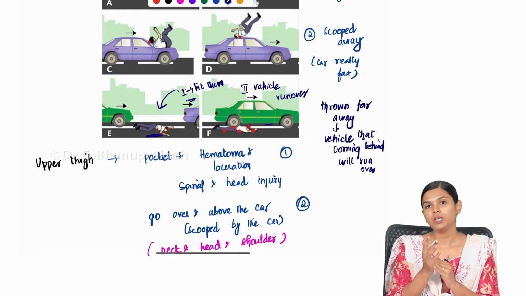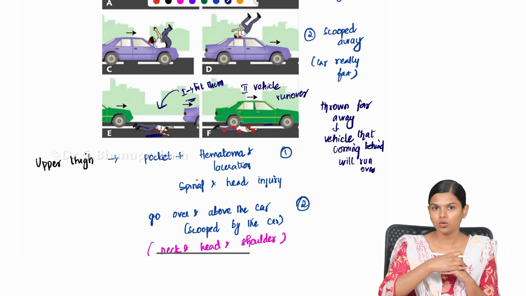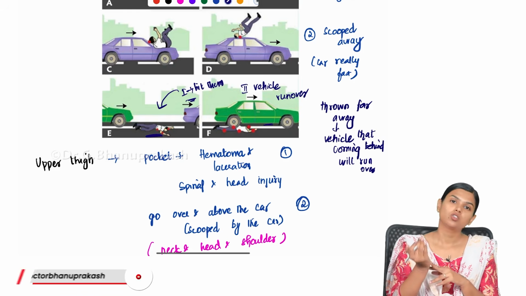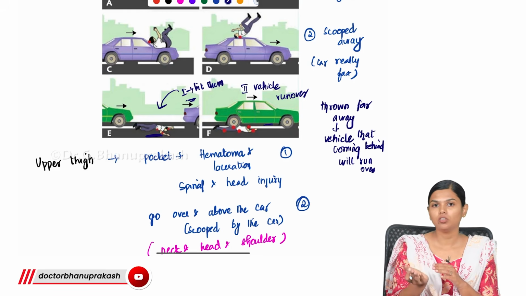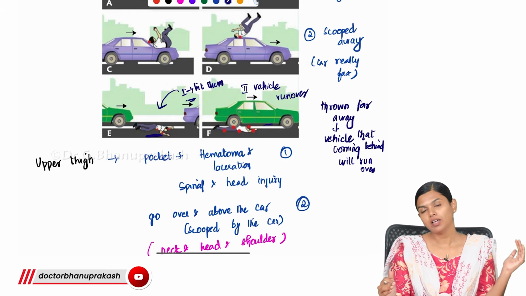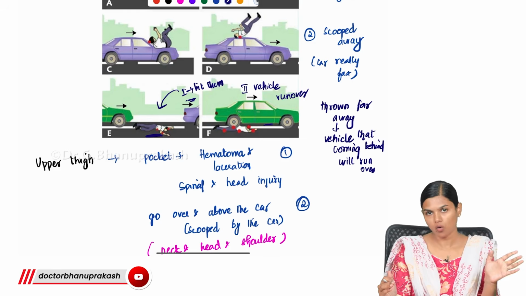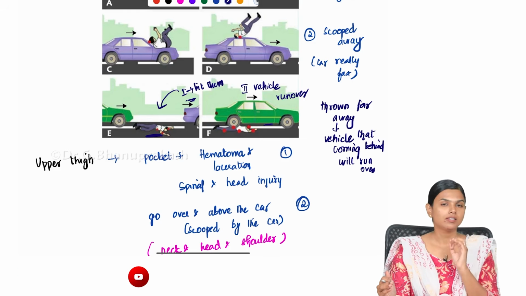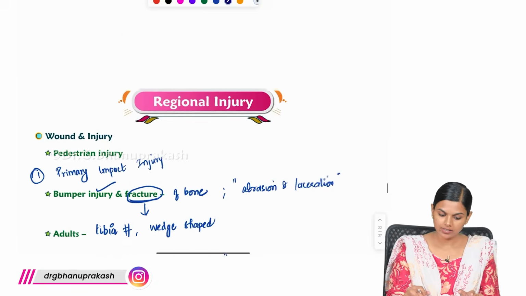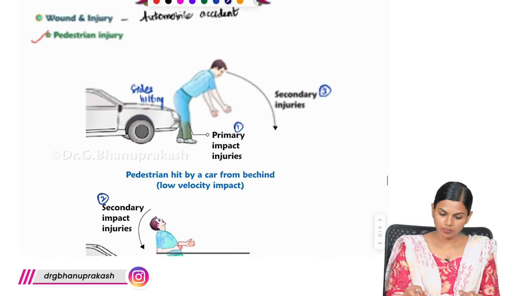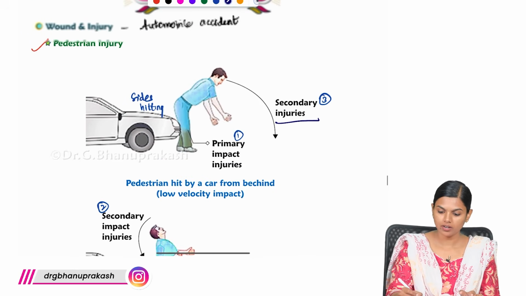So they will be simply falling over the hood, or they will be scooped up and fall over the roof, or they will be completely thrown away and run over by another vehicle. All these consist of secondary impact injury. So this is your secondary impact injury. Now comes the secondary injury.